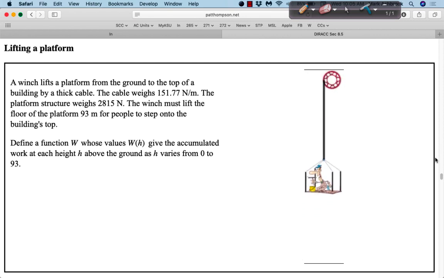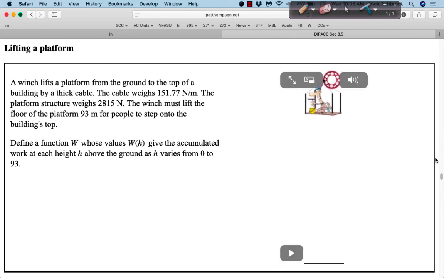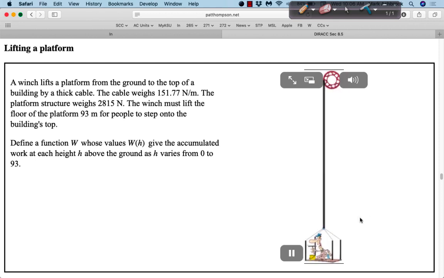The cable weighs 151.77 newtons per meter. Notice that it weighs a certain number of newtons every meter, right? So the platform structure weighs 2815 newtons. The winch must lift the floor 93 meters for people to step out onto the building's top. Define a function W whose values W of h give the accumulated work at each height h above the ground as h varies from 0 to 93.